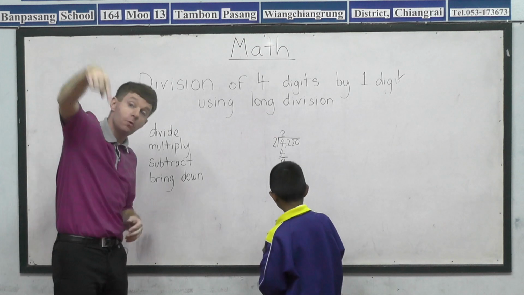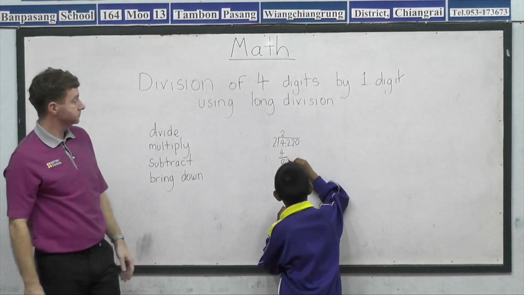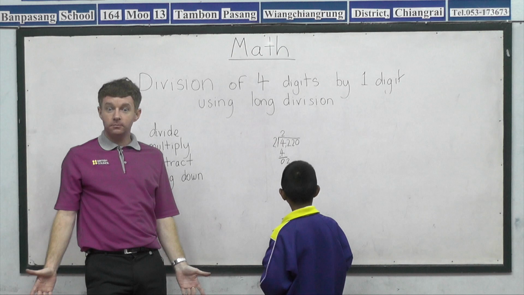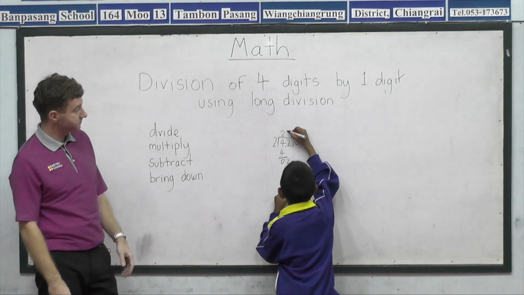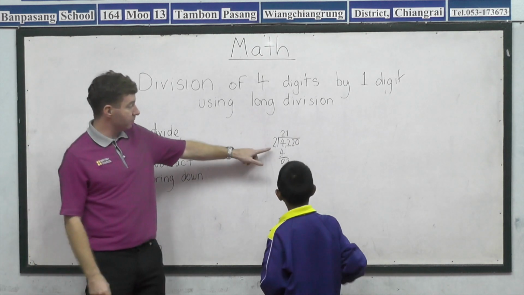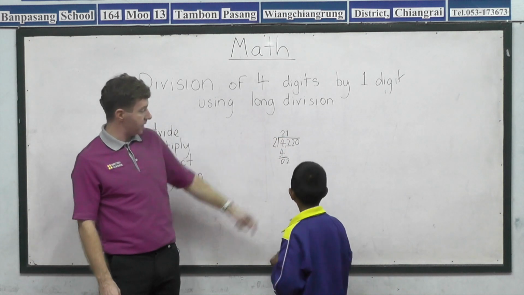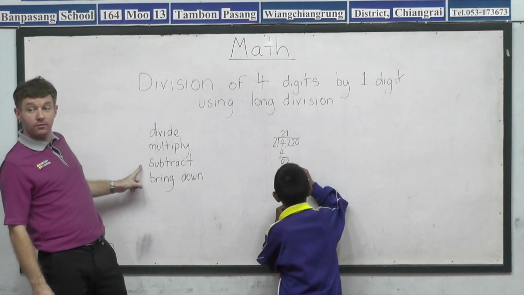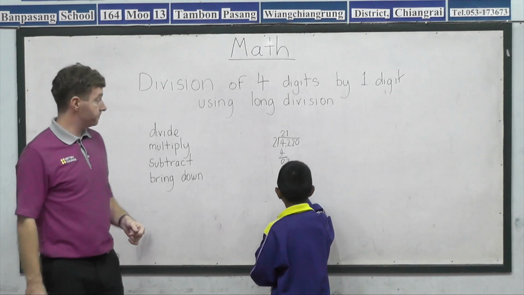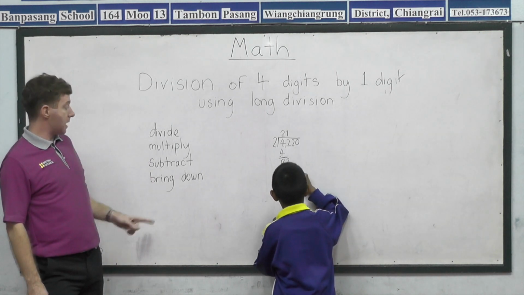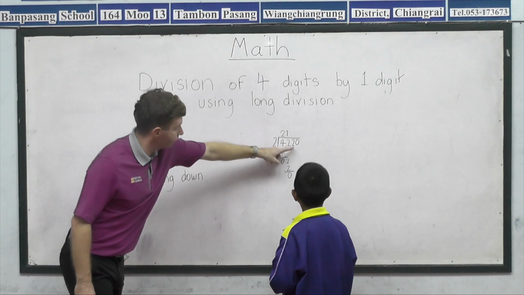And we're now ready to bring down. So we bring down 2. 2 divided by 2 equals 1. So we can write 1 on top. Next we multiply. 2 times 1 equals 2. So we write 2 here. Next it's time to subtract. 2 minus 2 equals 0. And now we're ready to bring down. What number do we bring down? 2. We have another 2. So 2 comes down again to here.